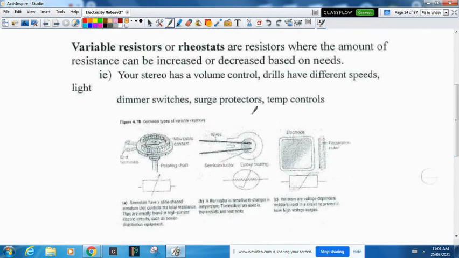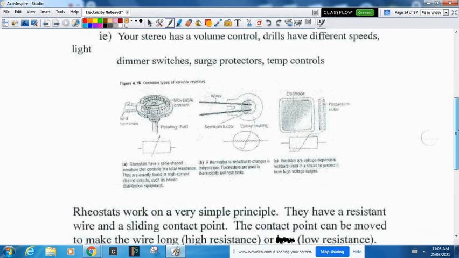Now, where are these used? They're used in volume controls, speed controls on electric motors. They're used for dimming lights. They're used in surge protectors. They're used in temperature controls. There's all kinds of ones. So here's the old one where it's just a whole bunch of coil and there's two contact points. And then the newer ones actually have different materials that change resistance with how much electricity you apply to it.